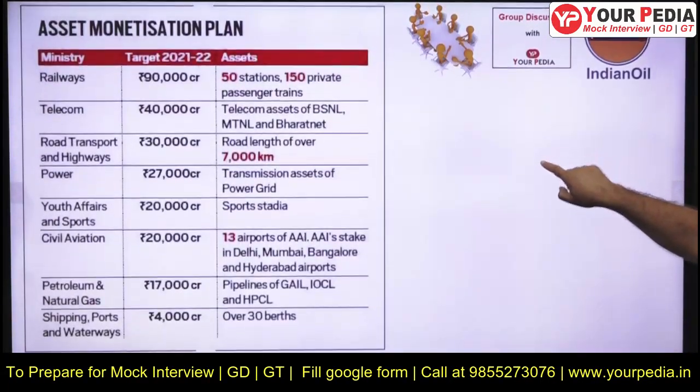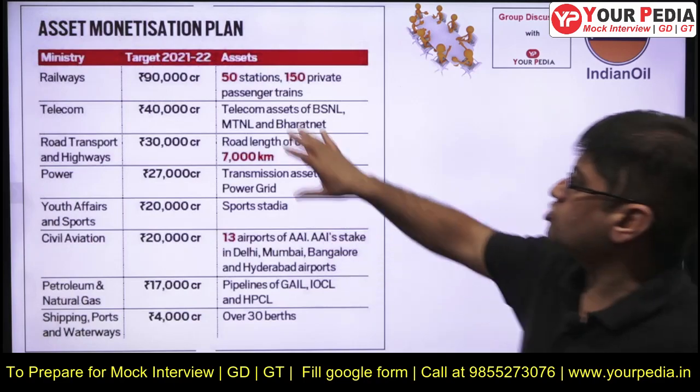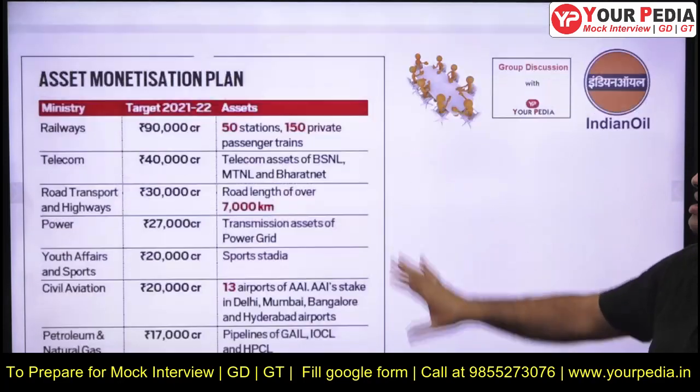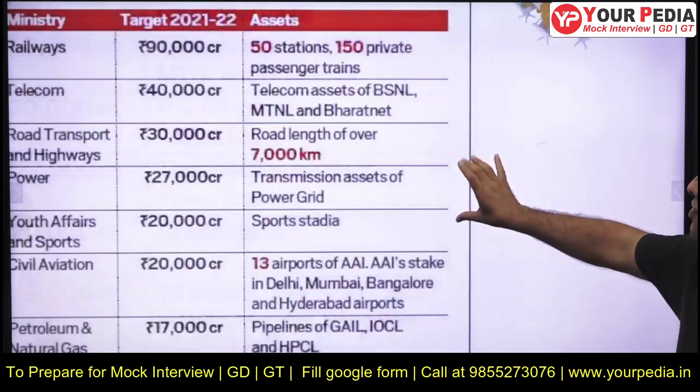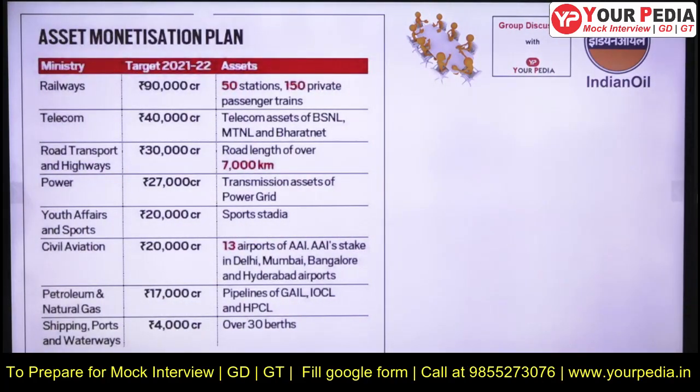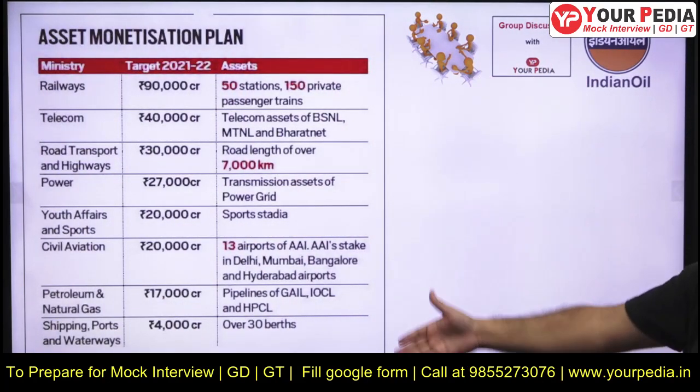So what is the asset monetization plan? रेलवे से हमारा जो टारगेट है वो ये है, 21-22 में इतना टारगेट है, 50 स्टेशन, 150 प्राइवेट पैसेंजर ट्रेन्स, टेलीकॉम से हमारा इतना टारगेट है.